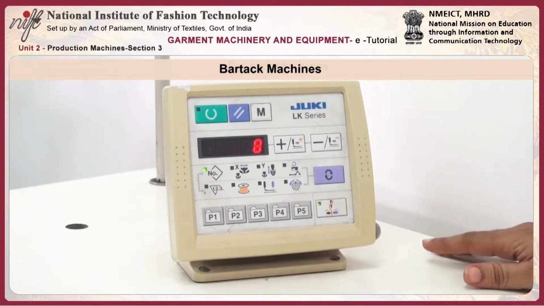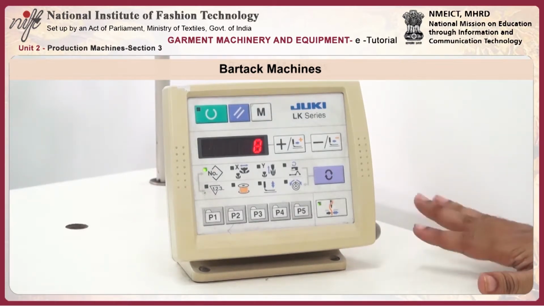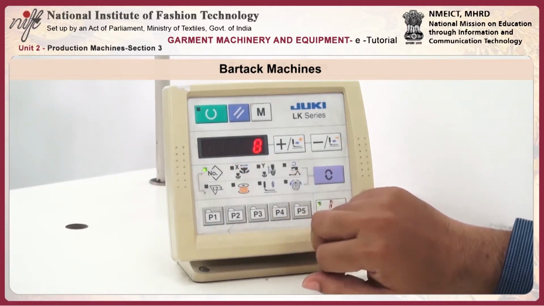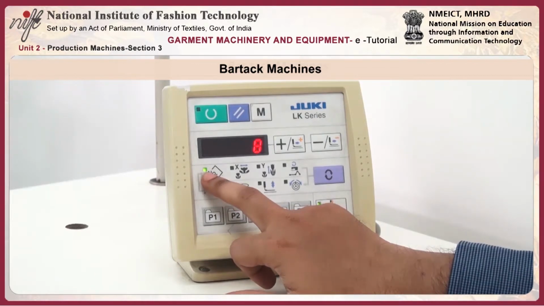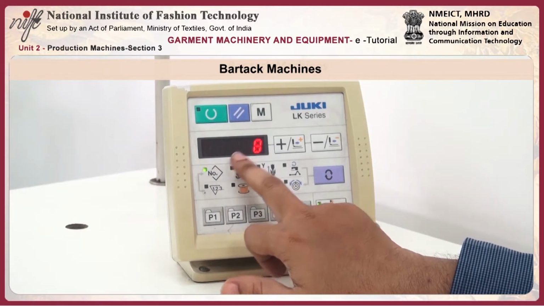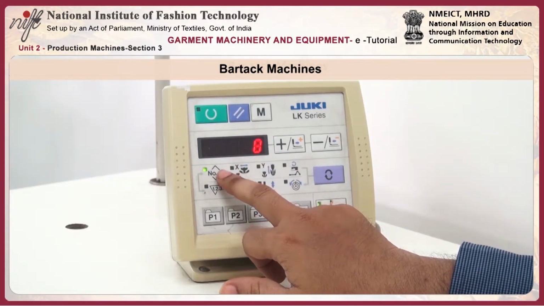This is the microprocessor controlled panel board for the Bartek sewing machine. The operator will use this board whenever he wants to change the characteristics of the Bartek which is being sewn. Currently, if you look at the display, it displays the number 8. It is the number here against which the green light is shining. This means the 8 number design is currently loaded.